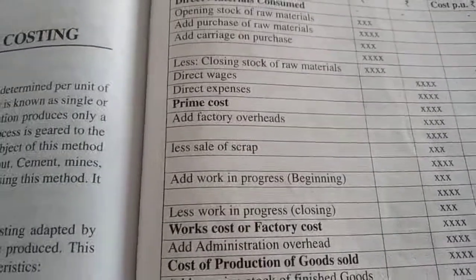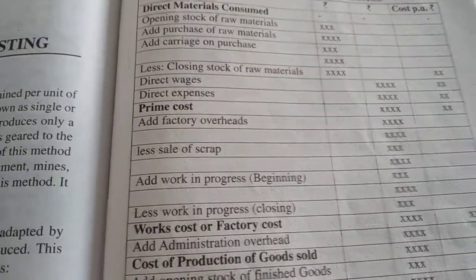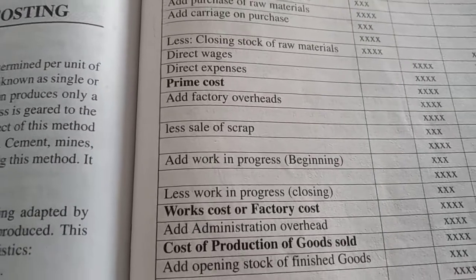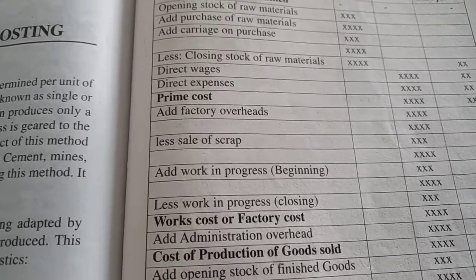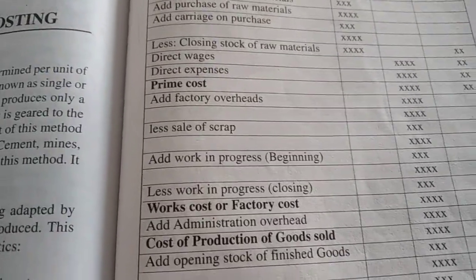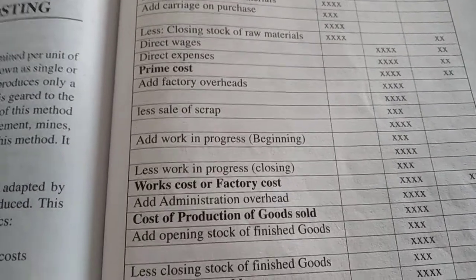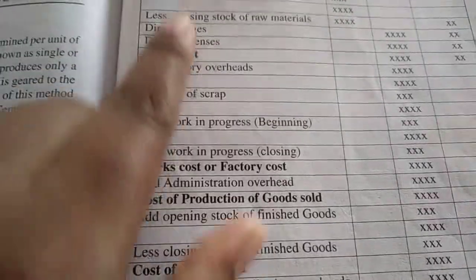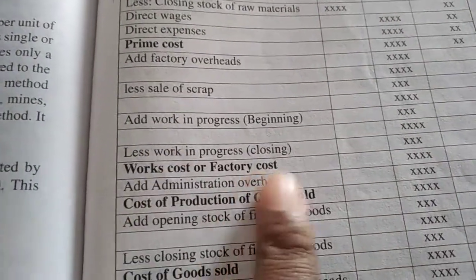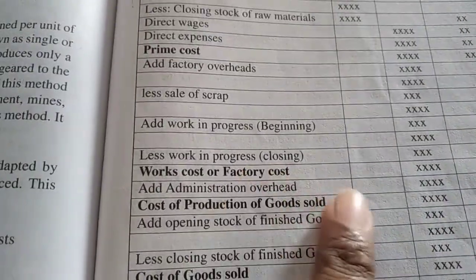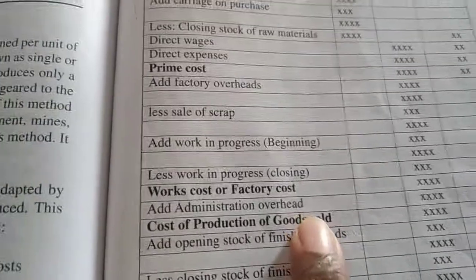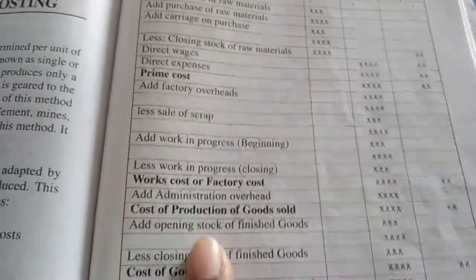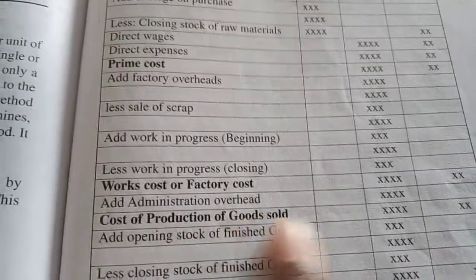Afterwards, if in the question there is an opening stock of work in progress or a closing stock of work in progress, then if opening stock of work in progress is there, we have to add it, and if closing stock of work in progress is there, we have to deduct it. For the prime cost you have to add all these things. Then you will get the factory cost or works cost. Again, to that factory cost we have to add administration overheads, nothing but office overheads. Then you will get the cost of production of goods sold.